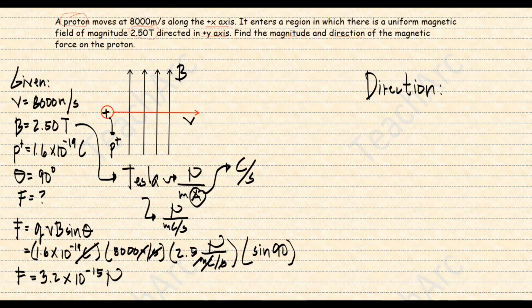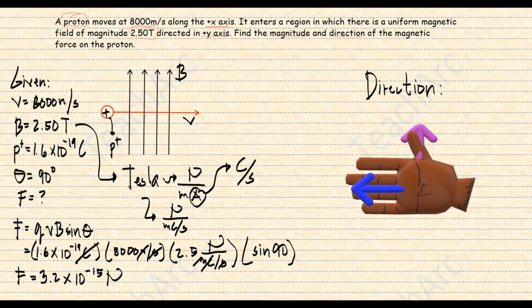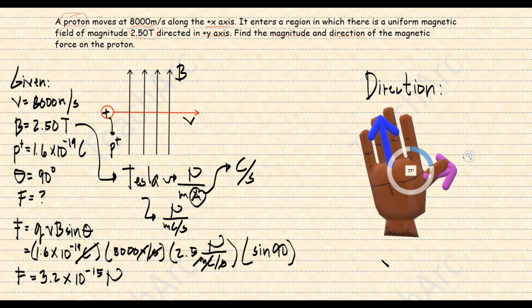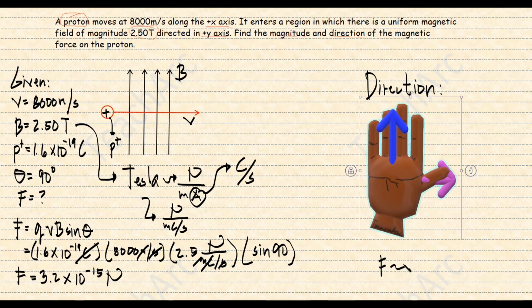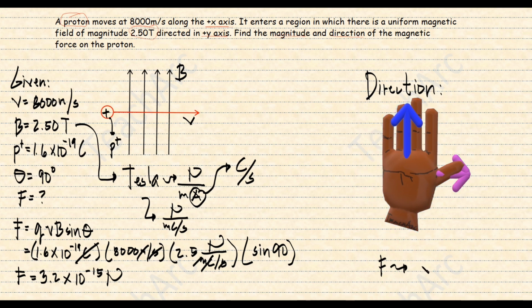Now, if we go back to our original problem, the magnetic field is pointing upward and we have a positively charged particle moving to the right. The direction would be out of the screen. And that's how to use your right-hand rule.